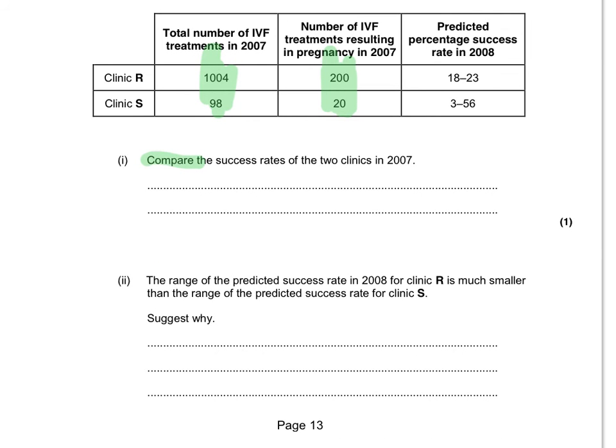The next question states, the range of the predicted success rate in 2008 for clinic R was much smaller than the range of the predicted success rate for clinic S. Suggest why. Again, the key to this question is to look at the table, and if you look up at the table you can see that clinic R have carried out much more treatments, and that's your first mark. If you say that actually clinic R has carried out more treatments, your second mark comes from saying that because they've carried out more treatments they're more likely to be more reliable in their predictions.